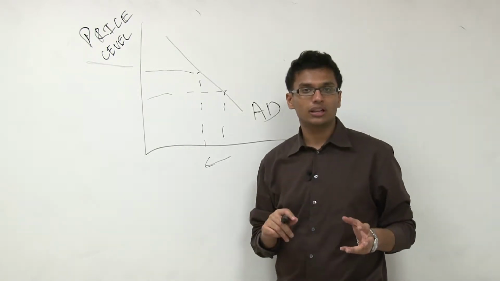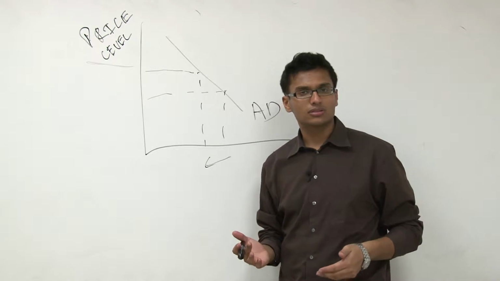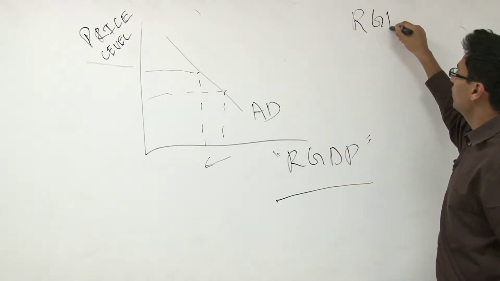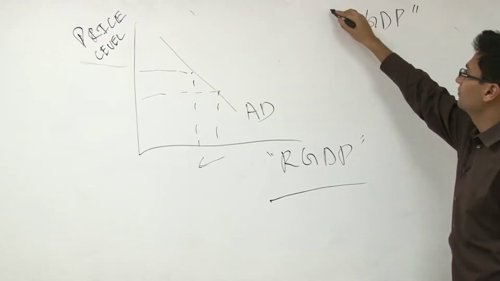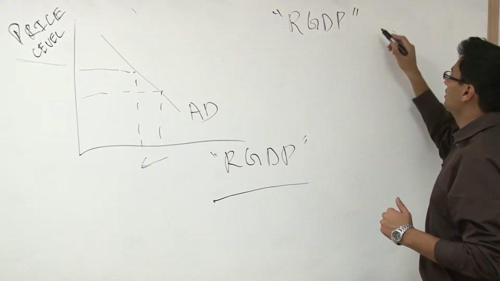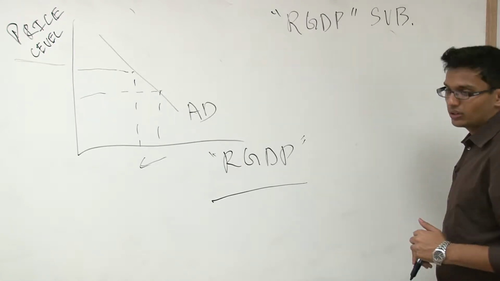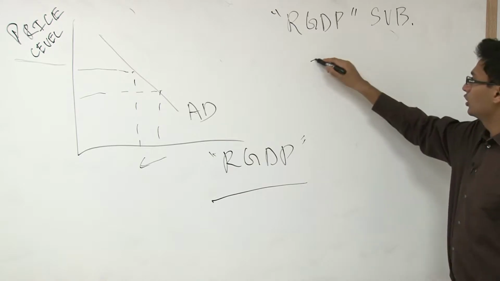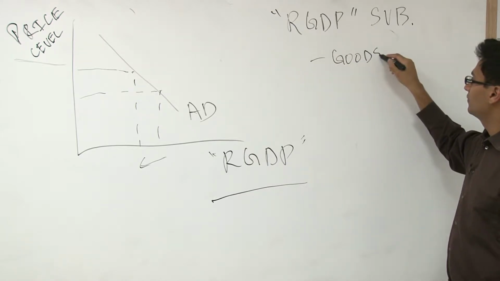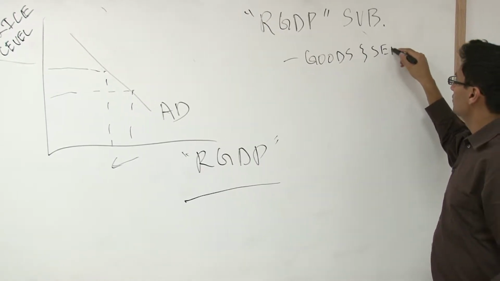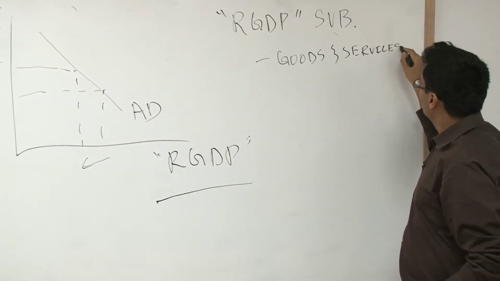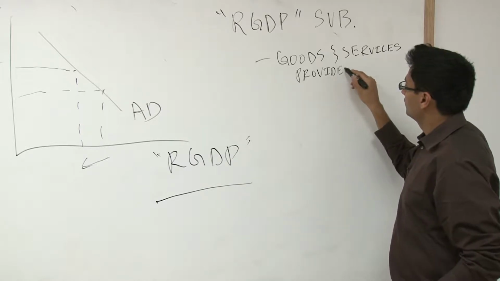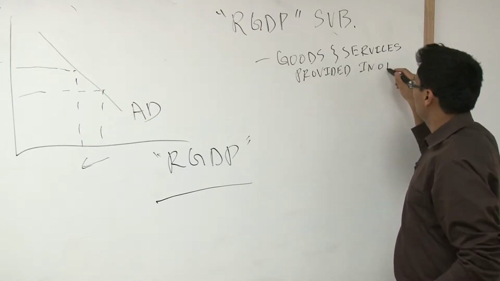is substituted. So what are these substitutes? Let me talk about a unit of our GDP and its substitutes. One of the first things we talk about is goods and services provided in other countries. Pretty straightforward, right?